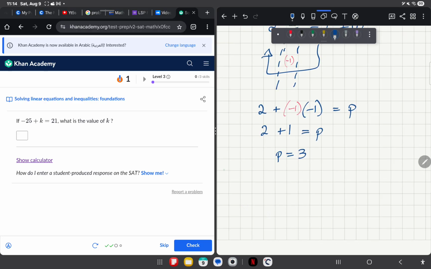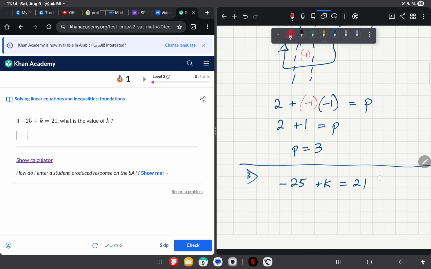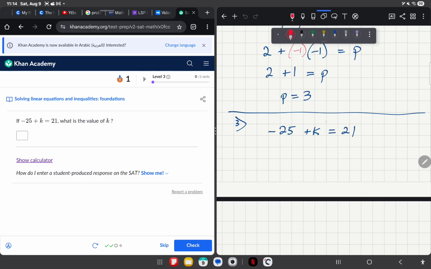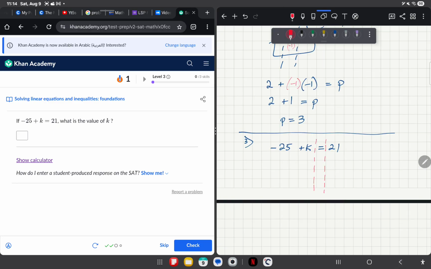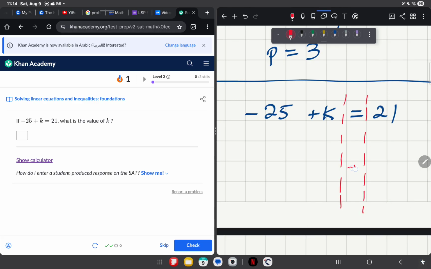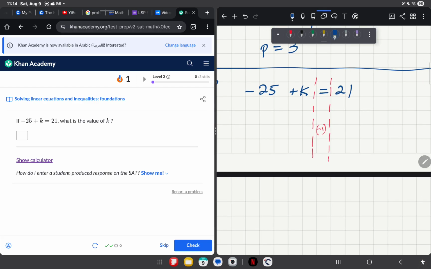Now same thing over here. Pause this video and try solving it by yourselves. This is -25 plus k is equal to 21. Now again, try to imagine there's a border over here. Anything that wants to cross the border is going to have to be multiplied with -1. So I'm going to be moving.